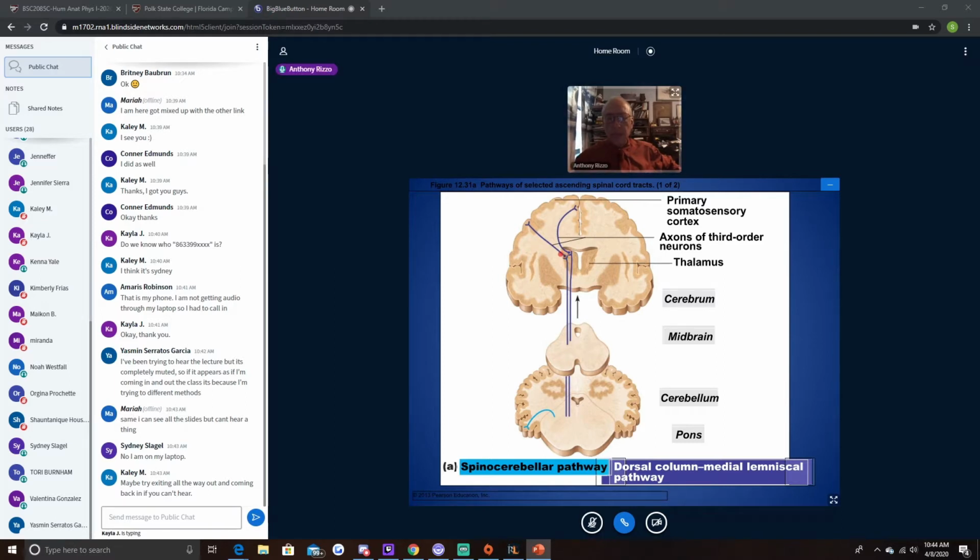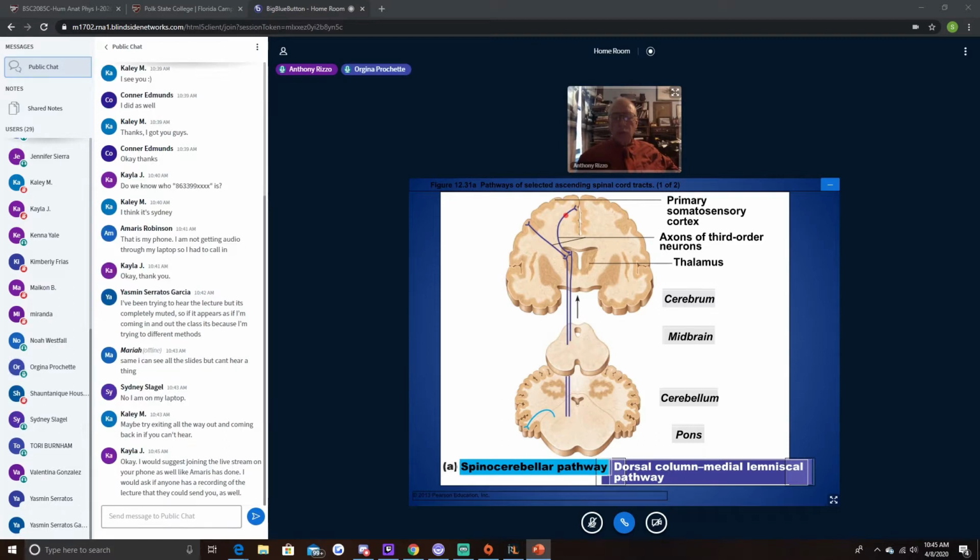And from the synapse, we have what's called the third order neuron, which goes to the primary sensory cortex of the brain, which I hope you all remember is the post-central gyrus. So 3 neurons, a first order neuron, which is incredibly long, a second order neuron from the medulla up to the thalamus, and a third order neuron from the thalamus up to the post-central gyrus.